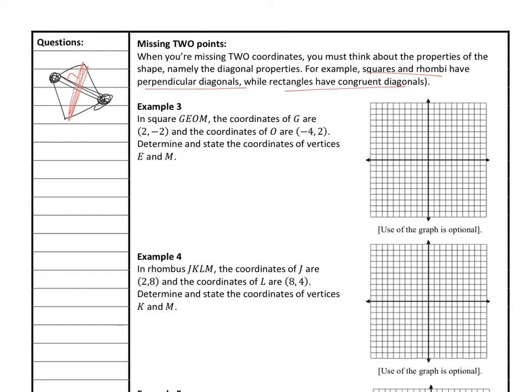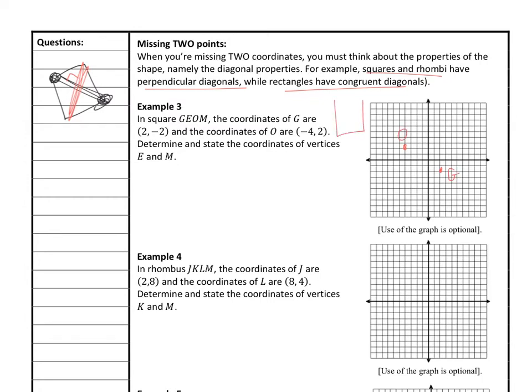So in this first example, example 3, it says square GEOM. The coordinates of G are 2, -2, and coordinates of O are -4, 2. So we're going to plot those and label them. +2, -2. And then we have O at -4, +2. So we have G and O.